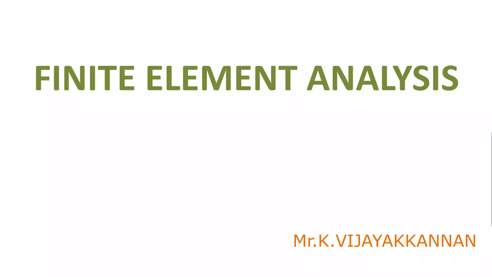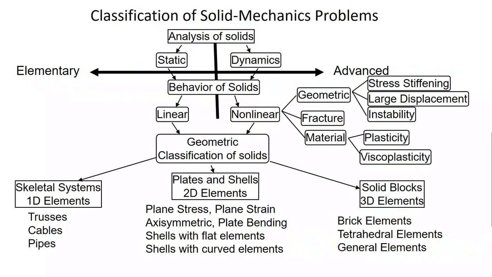Good morning to everyone. In the last video, we saw the different types of geometries, 1D, 2D, and 3D, and how we can classify them. Now we are going to discuss the different types of 1D finite elements, 2D finite elements and 3D finite elements. In the last video, we discussed the structure.